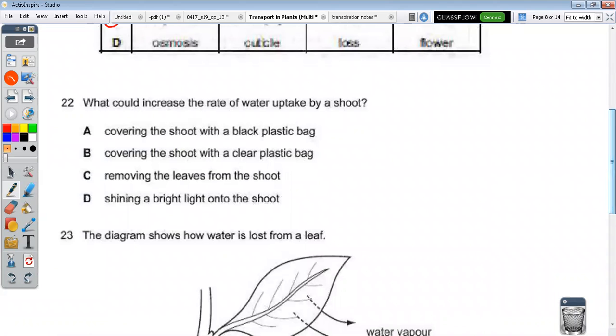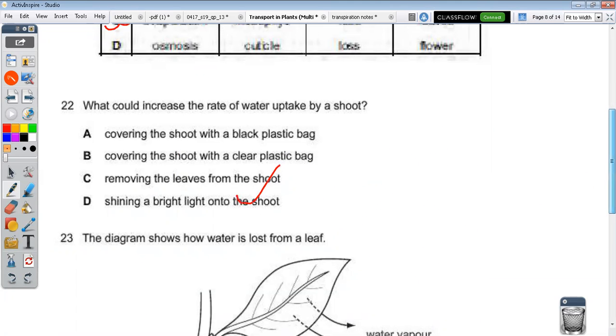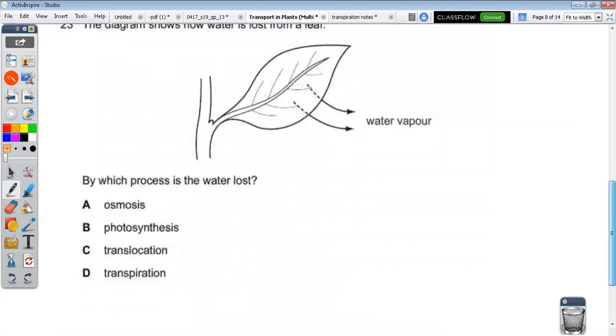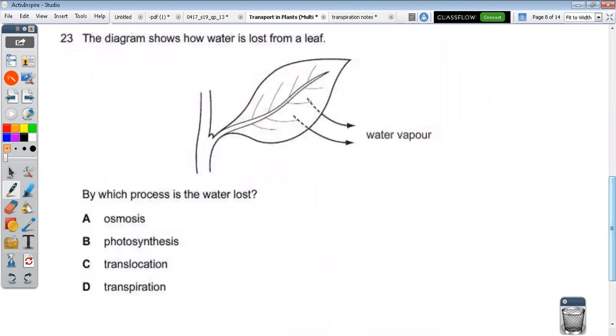What could increase the rate of water uptake by a shoot? What could increase it? Removing the leaves, no. So shining a bright light, increasing light intensity. Water vapor. So by which process is water lost? Transpiration.